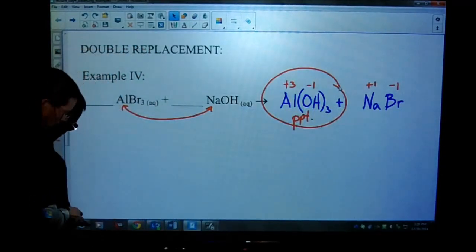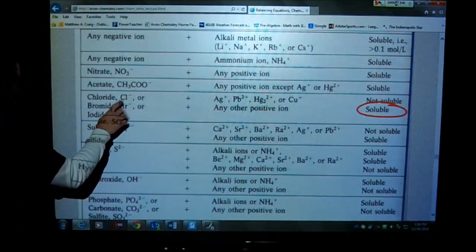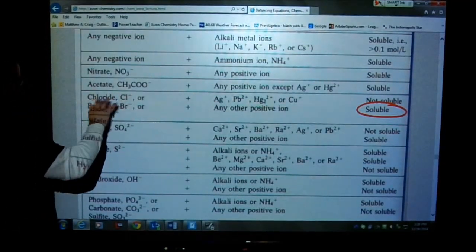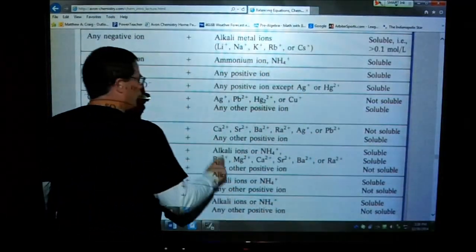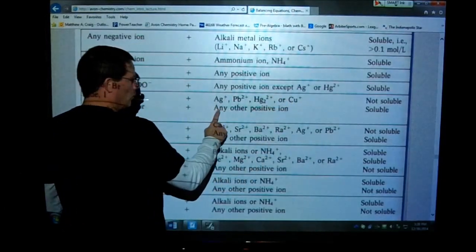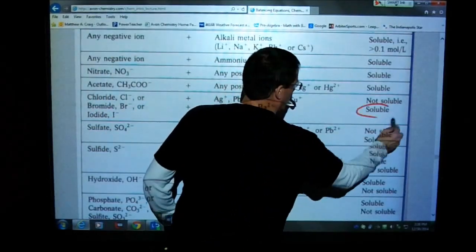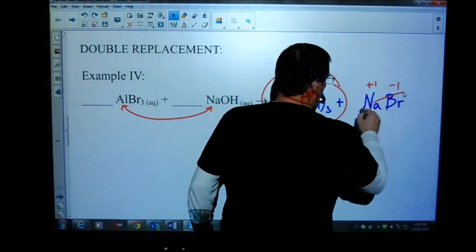So sodium bromide. Again, we go back to our bromine, which is here, and all this applies to the same thing. Is sodium silver, lead, mercury, or copper? No. So we go to the second row. Is it any other positive ion? Yeah. Soluble means that it doesn't do anything.